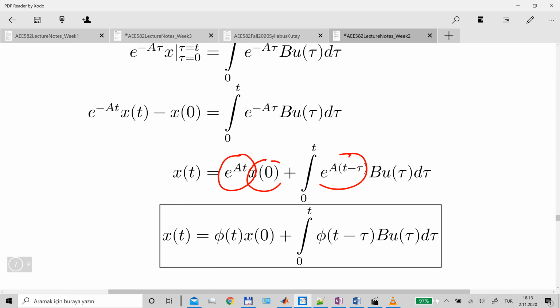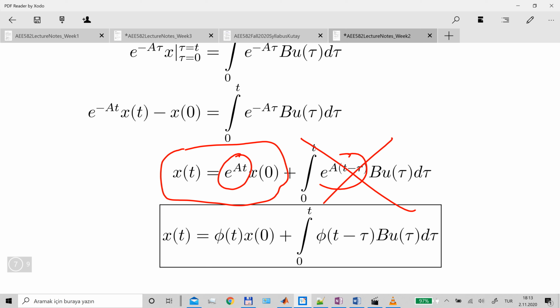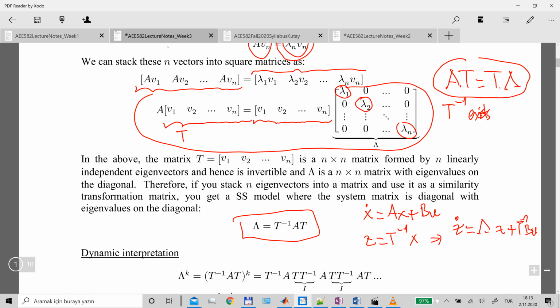So there is no input to the system, so this integral is not needed. And the response of the system will be obtained by this function. As you see, you need to take the exponent that calculates that exponential term, e to the power a times t. Okay, so now let's come back to our system.